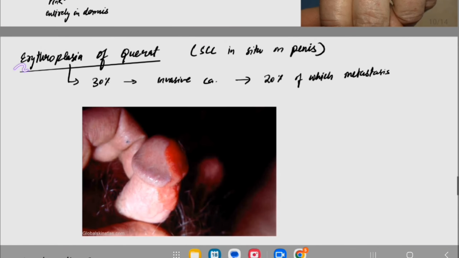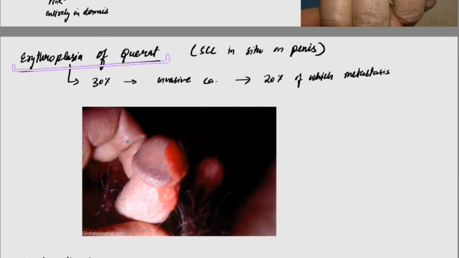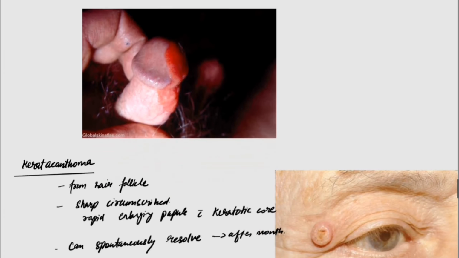The other lesion is erythroplasia of Queyrat. It is squamous cell carcinoma in situ, specifically on the penis, but it is different from Bowen disease as there is a 30% chance of invasive cancer, of which 20% will have metastasis.